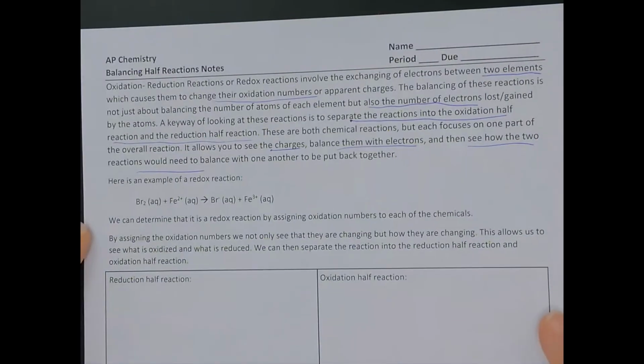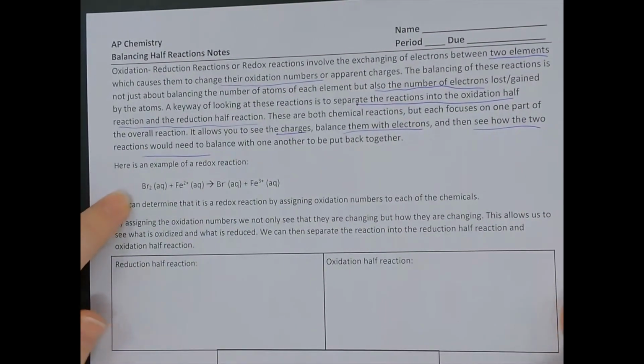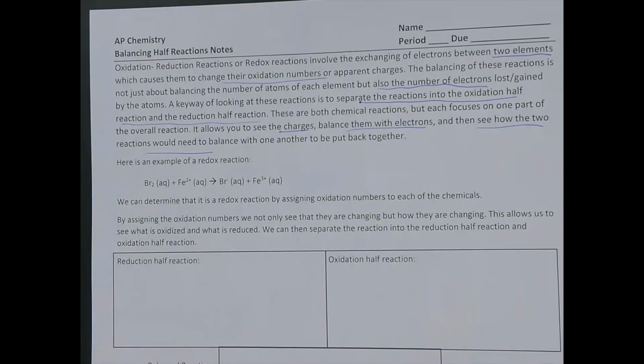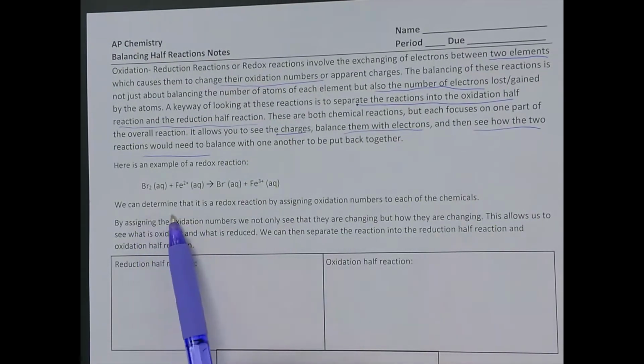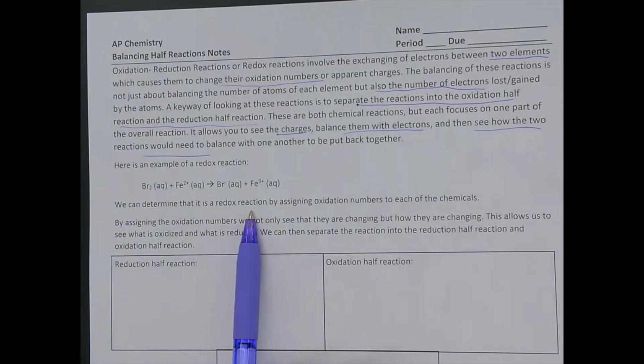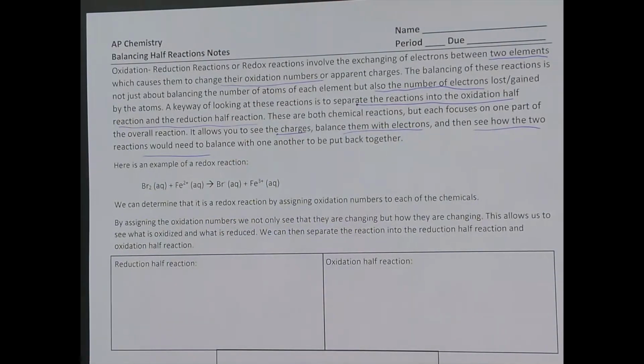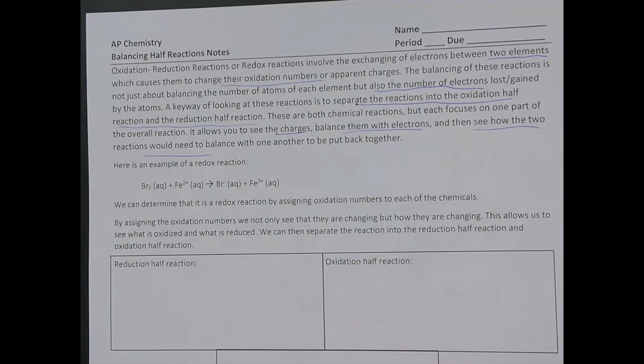So we're going to take a look at this example. This is a redox reaction. We can determine that it is a redox reaction by assigning oxidation numbers to each of the chemicals. So this is always a method. If we are asked if a reaction is redox, we can always check by assigning our oxidation numbers.